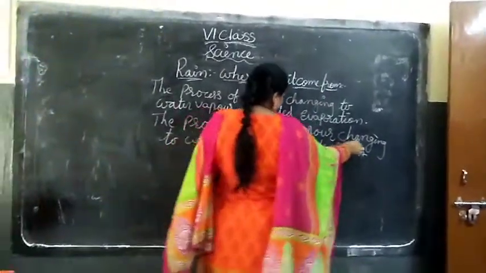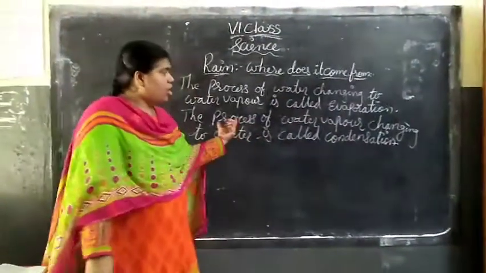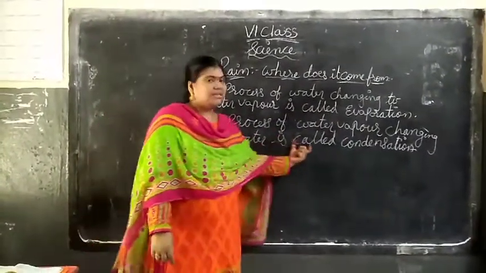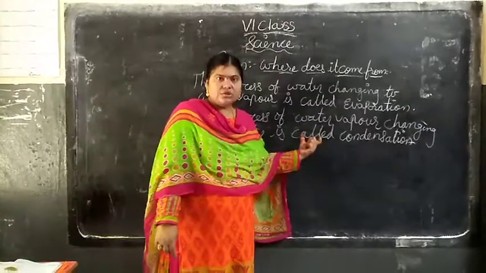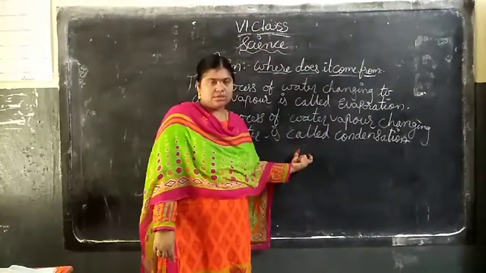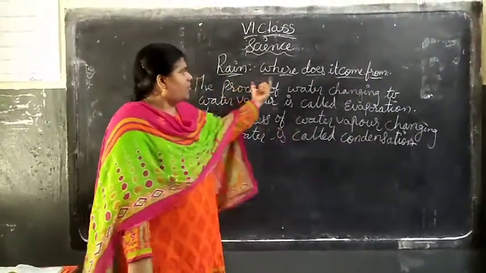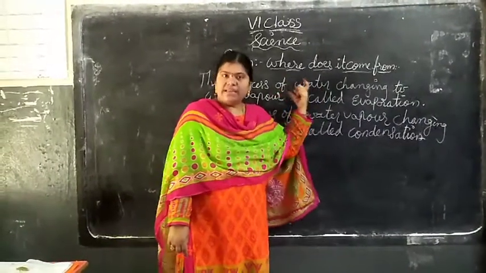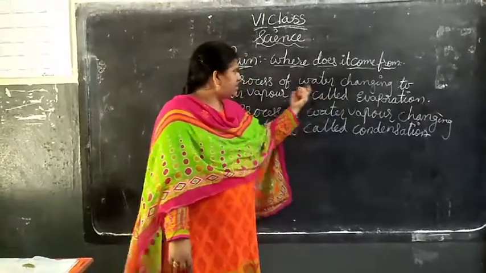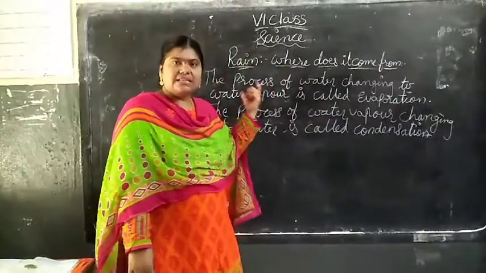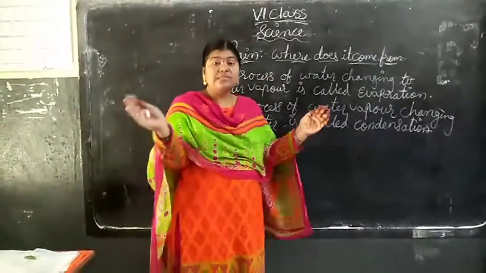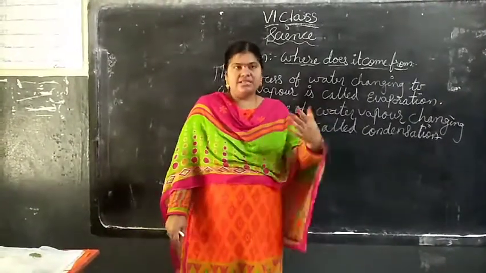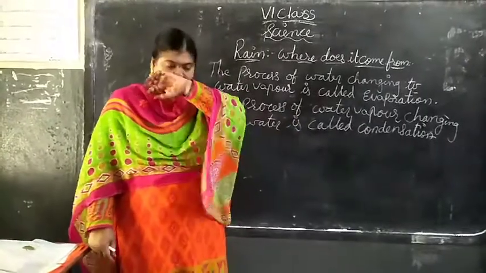Once again, see here the definition. The process of water vapor changing to water is called condensation. So in these situations, the water from the water bodies, because of the high temperature, changes into water vapor, and this water vapor, what will happen? It forms the clouds.